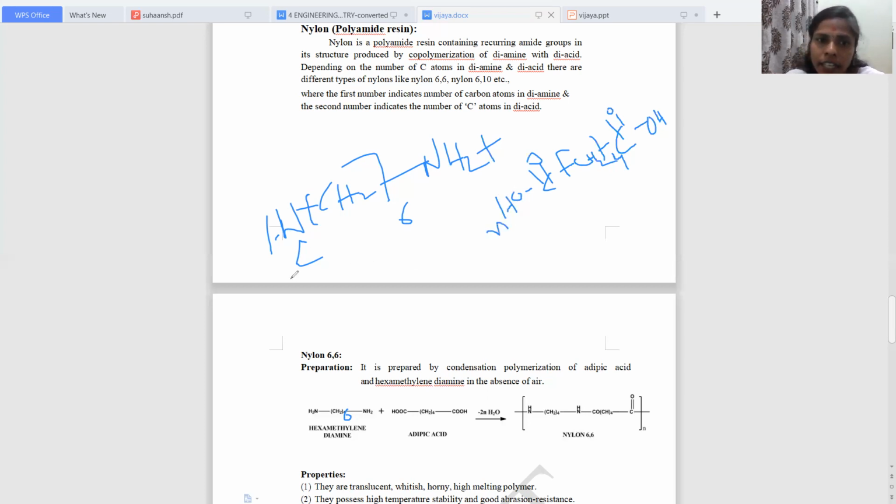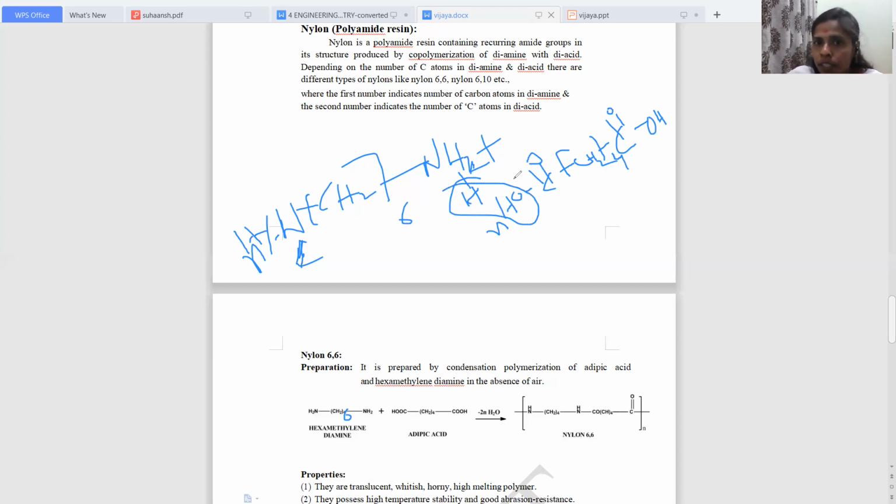It is repeating for n times. It is also repeating for n times. What is condensation? There is a loss of water molecule. There is a removal of water molecule when the two monomers are adding. So we can write this NH2 as NH single bond hydrogen in the place of this 2. NH single bond hydrogen. And here also we can write NH single bond hydrogen. See, this hydrogen and this OH are eliminating in the form of water molecule.